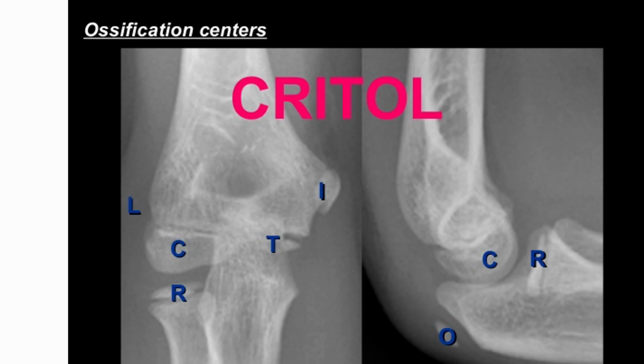You need to remember CRITOL, the appearance of the bones. C is for capitellum, R is for radial head, I is for inner epicondyle, T is for trochlea, O is for olecranon, and L is lateral epicondyle. And the way it happens is at 1, 3, 5, 7, 9, and 11 years of age, the ossification centers appear.